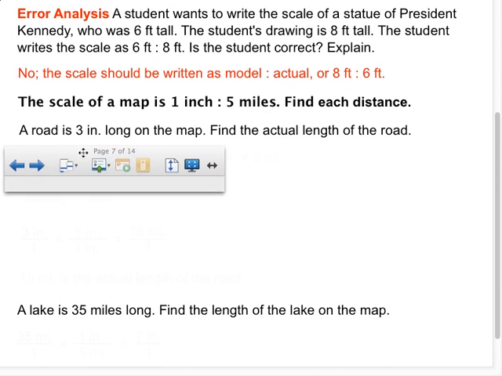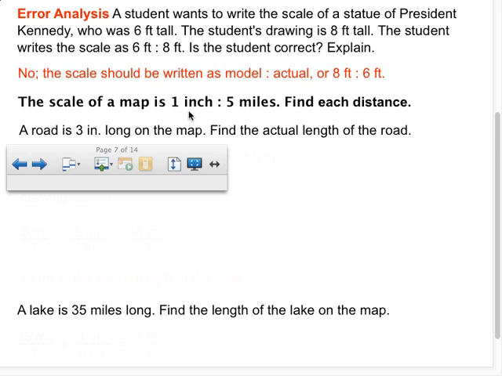Take a look at this. Last problem. The scale of a map, they're not giving you a picture this time, is 1 inch to 5 miles. Find each distance. A road is 3 inches long on the map. So we need to figure out how long this road is. You guys go ahead.